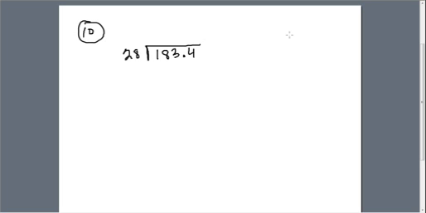Well, first thing we can try to do is maybe guess a number. I'm going to go ahead and try 6. So I'm going to do 28 times 6. 8 times 6 is 48. Carry the 4. 2 times 6 is 12. Plus 4 is 16. So I have 168. I think if I try to do 28 times 7, it'll be too big. So I'm going to go with 168.